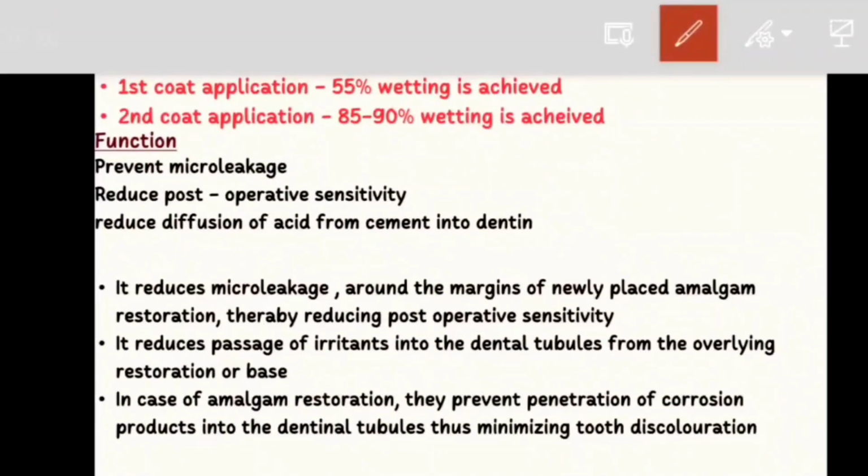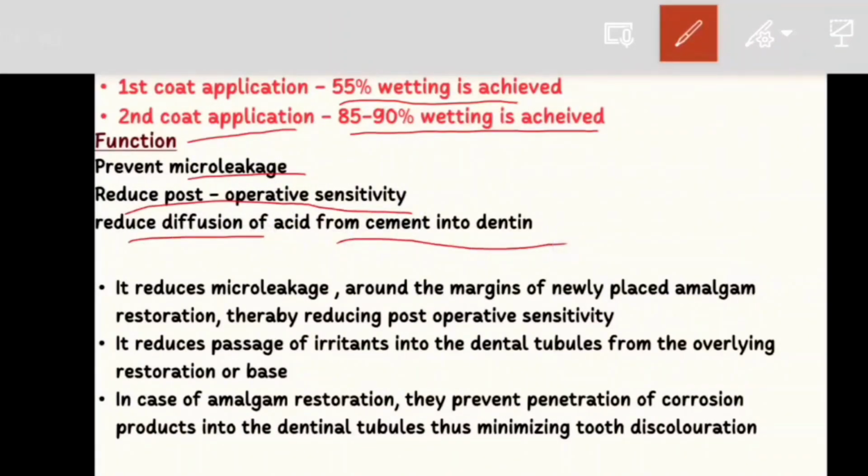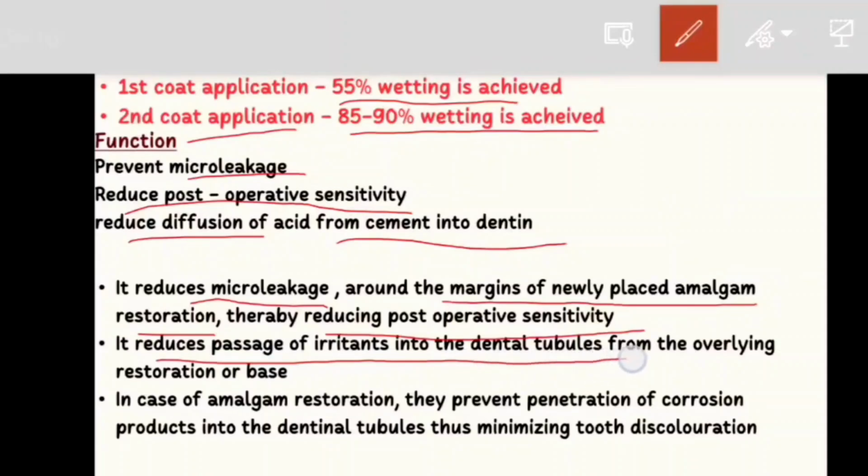The first coat application achieves 55% wetting, and the second coat application achieves 85 to 90% wetting. Its functions: it prevents microleakage, reduces post-operative sensitivity, and reduces diffusion of acid from cement into the dentine. It reduces microleakage around the margin of a newly placed amalgam restoration, thereby reducing post-operative sensitivity. Second, it reduces the passage of irritants into the dentinal tubules from the overlying restoration or base.